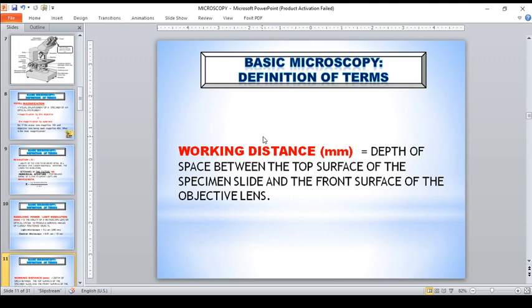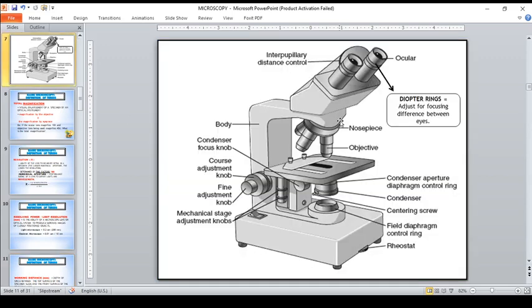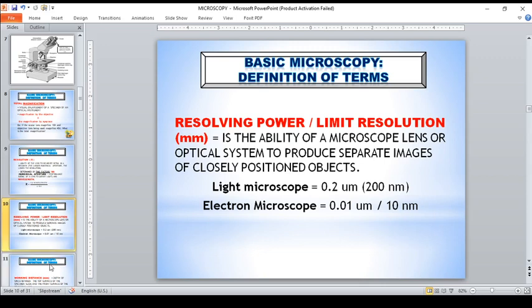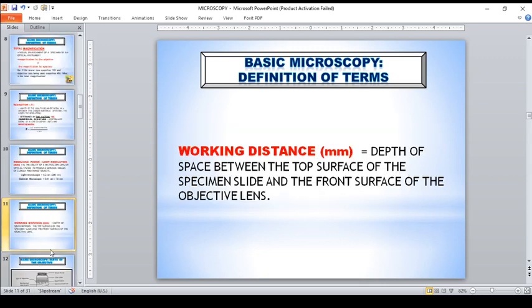So, working distance refers to the depth of space between the top surface of the specimen slide and the front surface of the objective lens. So, when we say working distance, for example, you have here a slide, okay? So, the working distance is the distance between the top part of the slide and the objective that is present here. Okay, so that is for the working distance.